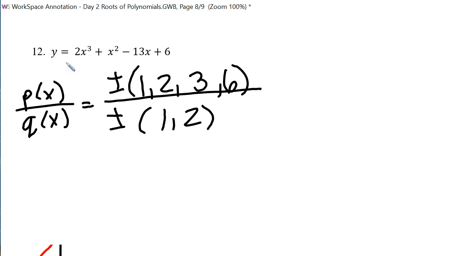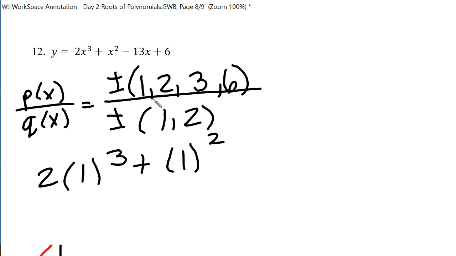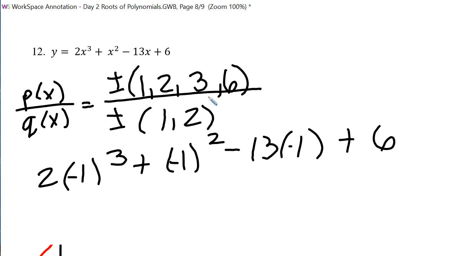1. So if I put in a 1 right here, this would be 2 times 1 cubed plus 1 squared minus 13 times 1 plus 6. Does that give me 0? No. What about if I put in negative 1? Will that give me 0? So plus or minus 1 doesn't work. So what can I try next?